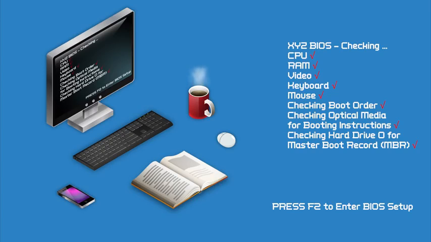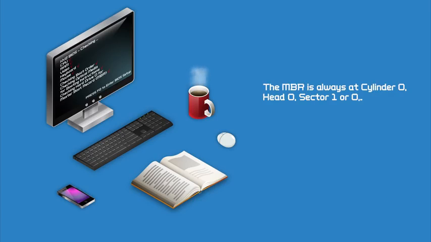Most computers are set up to check the optical drive first. This makes it easier to install new operating systems. Then they check the very first hard drive, drive 0. POST is looking for the master boot record.